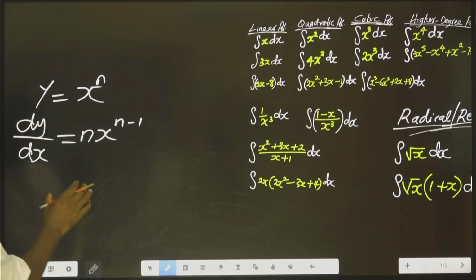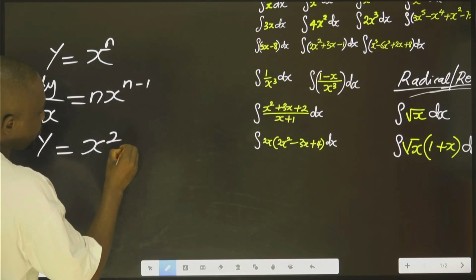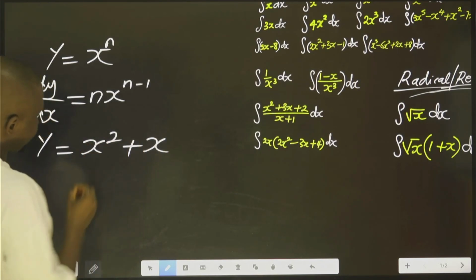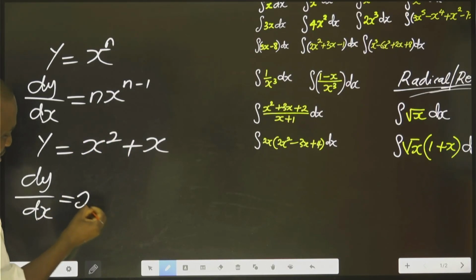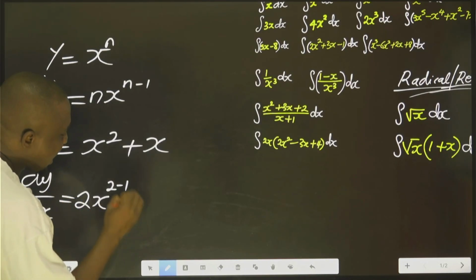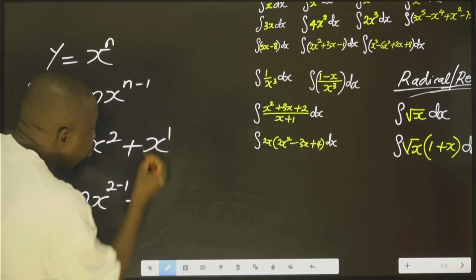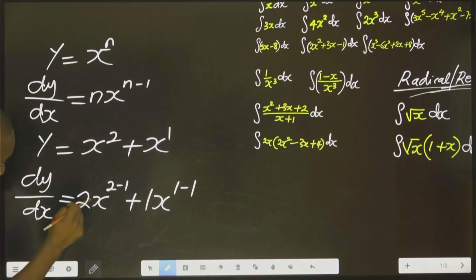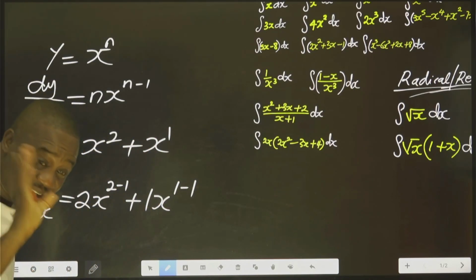Okay? For instance, you are given y equals x raised to power 2 plus, say, x. You are asked to find dy over dx. You bring 2 down, you reduce this 2 by 1. Remember, when something stands like this, it means there is 1 here. So we bring the 1 down, we reduce this 1 by 1 again, just the way we reduce this one by 1. We bring it down, we reduce by 1. That is differentiation.